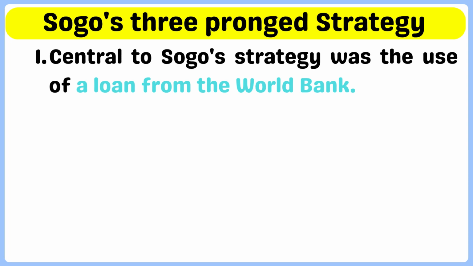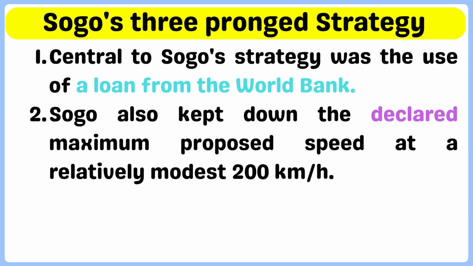Commitment of the Japanese government was ensured. Sogo devised this plan to make it almost impossible for the government to withdraw its support once given. Secondly, Sogo also kept down the declared maximum proposed speed at a relatively modest 200 km per hour and argued successfully that this was not a new line but an expansion of the existing Tokaido line.